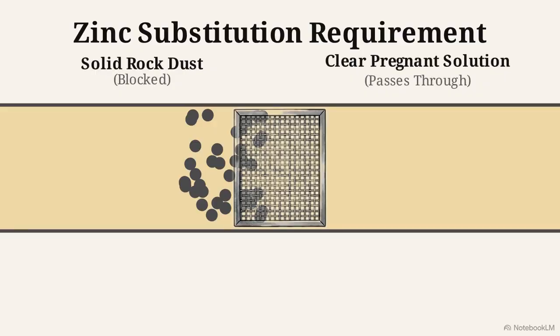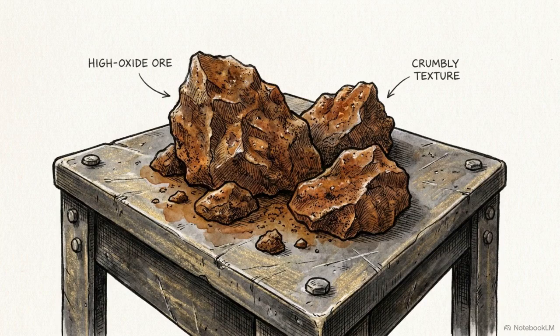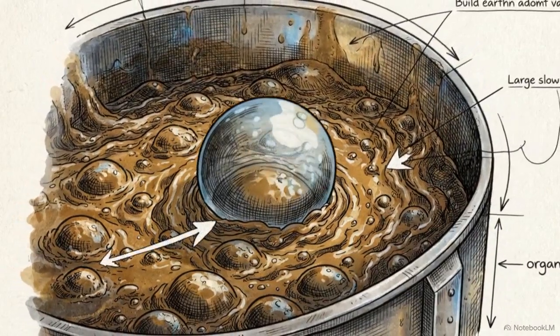For decades, the industry operated on the assumption that solid rock dust and liquid gold could be separated by a physical filter. But certain geological deposits defy that assumption. High oxide ores don't crush into a clean, uniform dust. Instead, they turn into a thick, heavy, viscous mud, known in the industry as pulp or sludge.